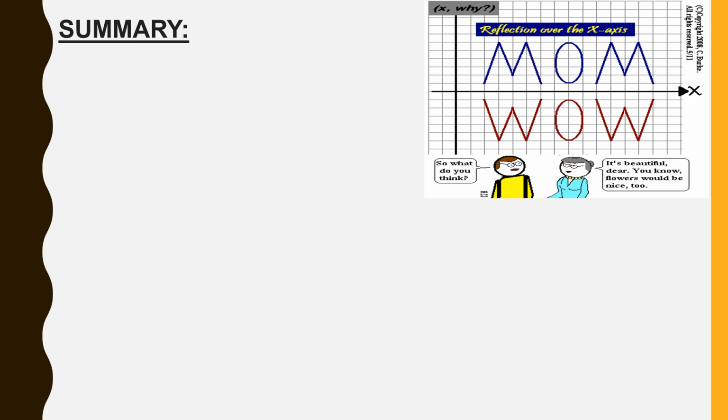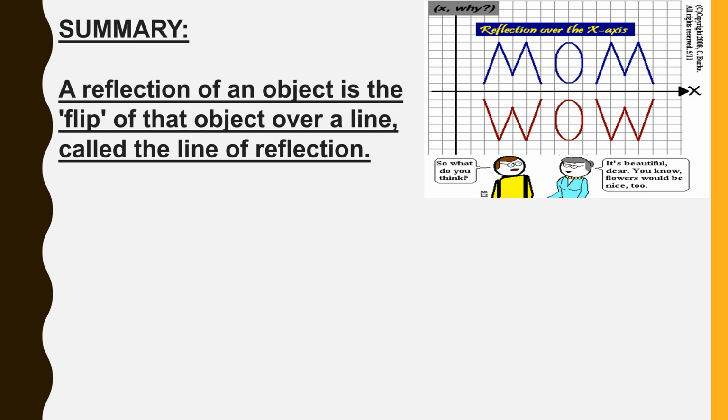All right, so let me just run through the lesson giving a short summary. A reflection of an object is the flip of that object over a line called the line of reflection. Take note, the line of reflection is usually referred to as the mirror line. And when you flip an object about a line, you do not change the size or the shape of that object.